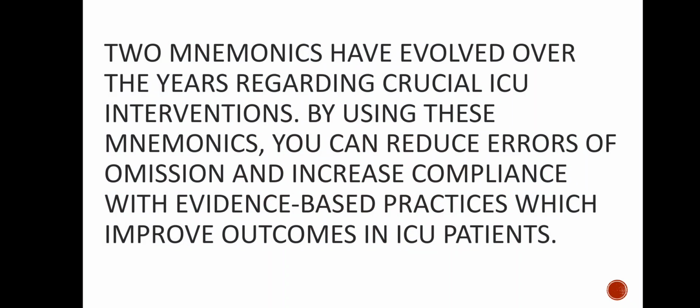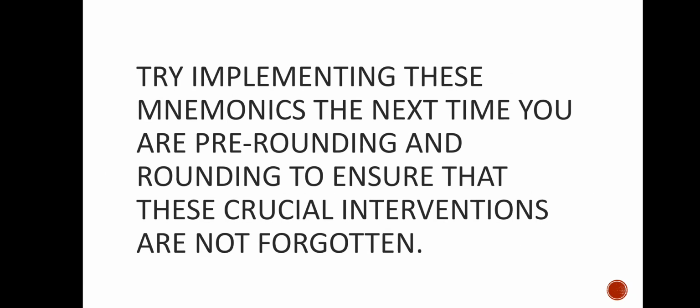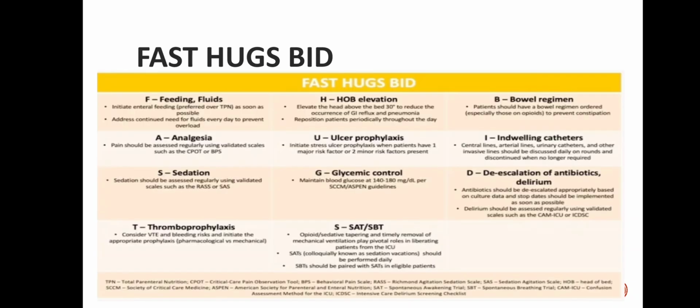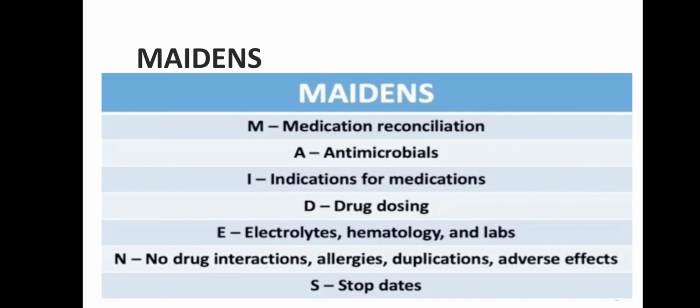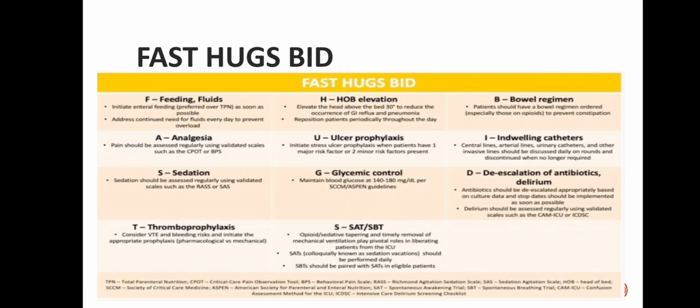Two mnemonics have evolved over the years regarding crucial ICU interventions. By using these mnemonics, you can reduce errors of omission and increase compliance with evidence based practices which improve outcomes in ICU patients. Try implementing these mnemonics the next time you are pre-rounding and rounding to ensure that these crucial interventions are not forgotten. The two important mnemonics are FAST HUGS BID, and the second one is MAIDENS. FAST HUGS BID also includes PME, which I'll explain.